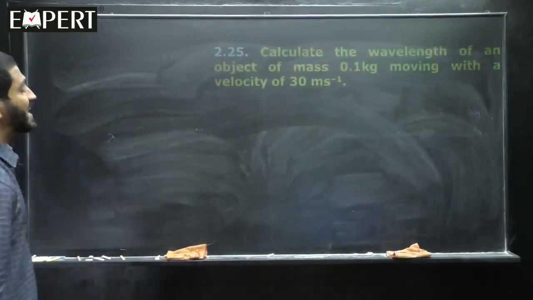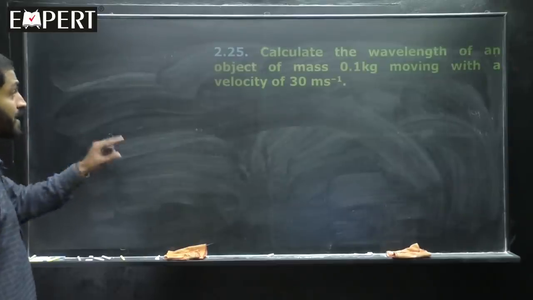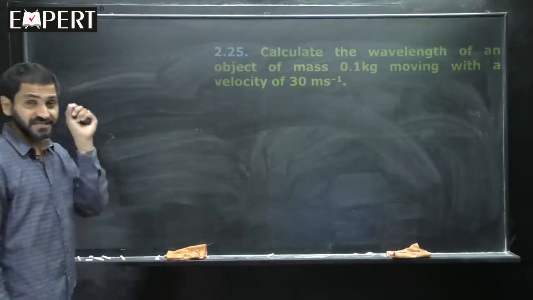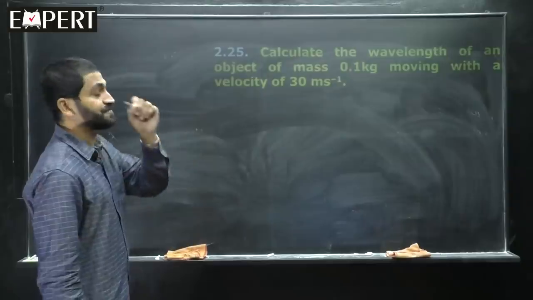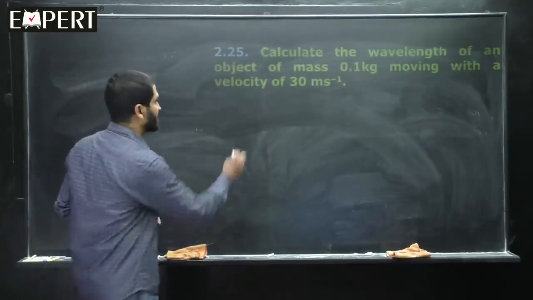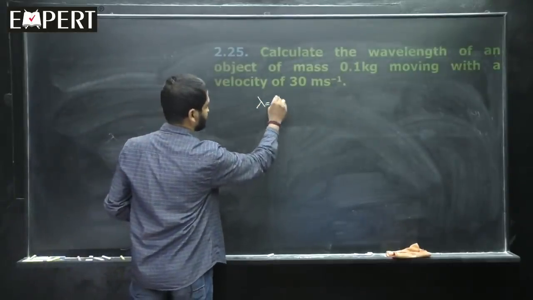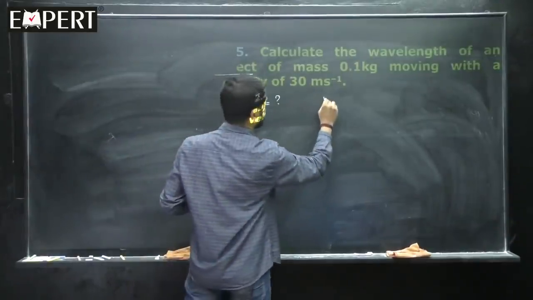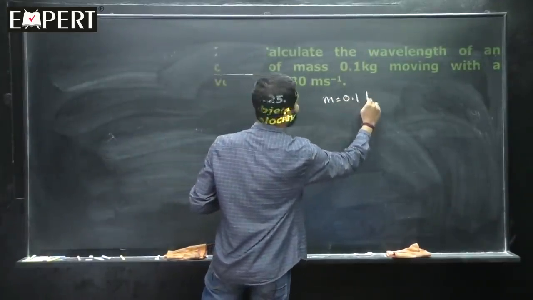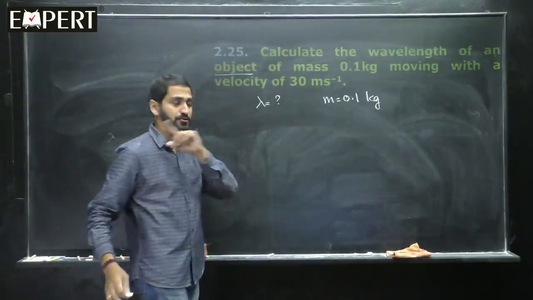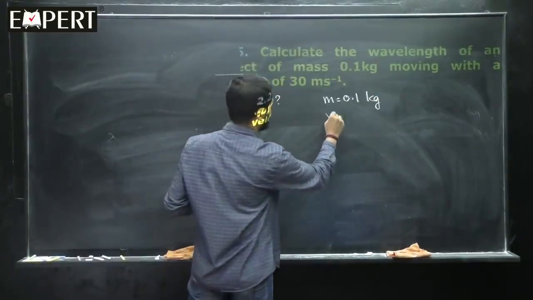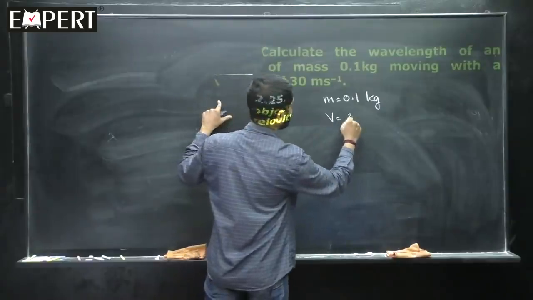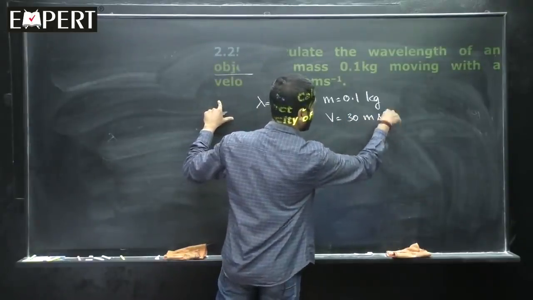Next question: calculate the wavelength of an object of mass 0.1 kg. See, the mass is high, moving with a velocity of 30 meter per second. Again we have to calculate the wavelength of an object of mass 0.1 kg, use everything in SI, moving with a velocity of, what is the velocity given, 30 meter per second.